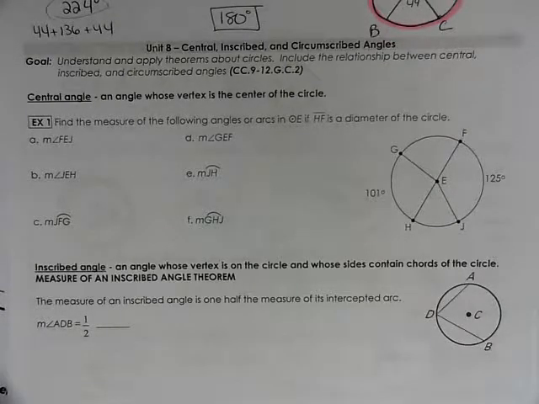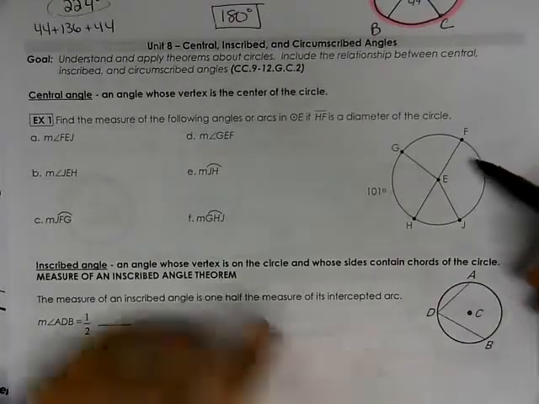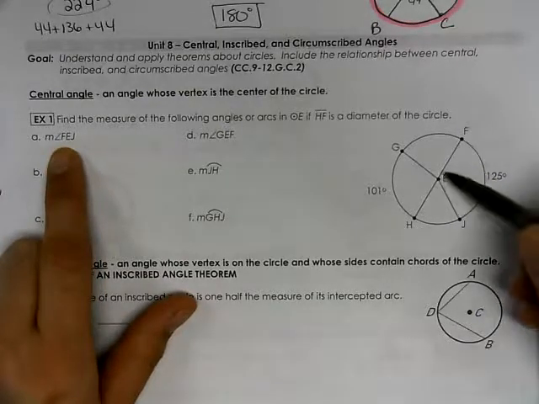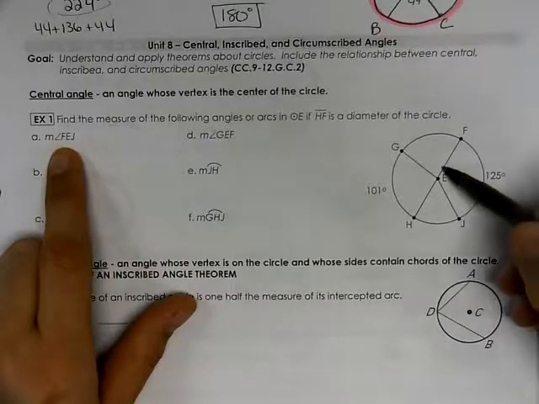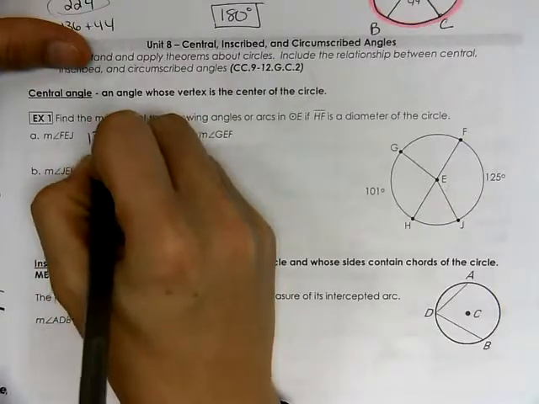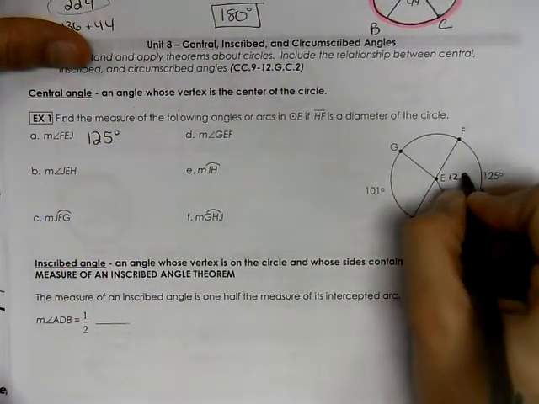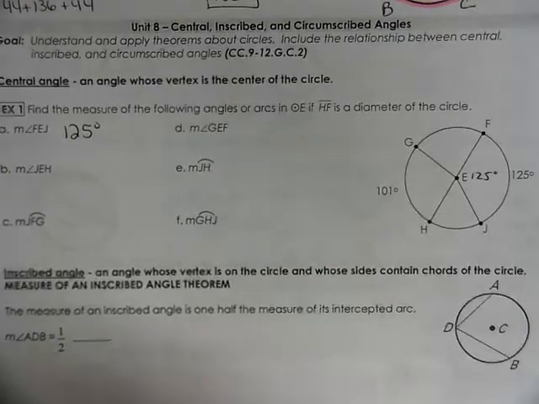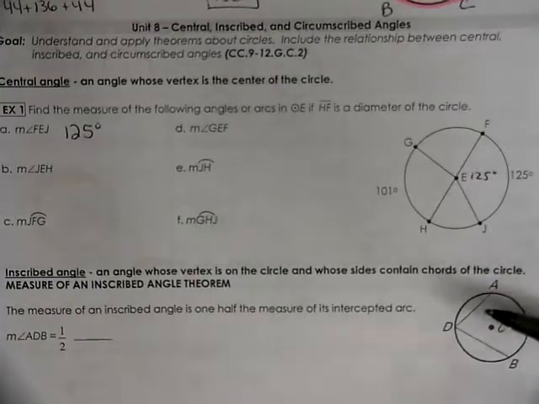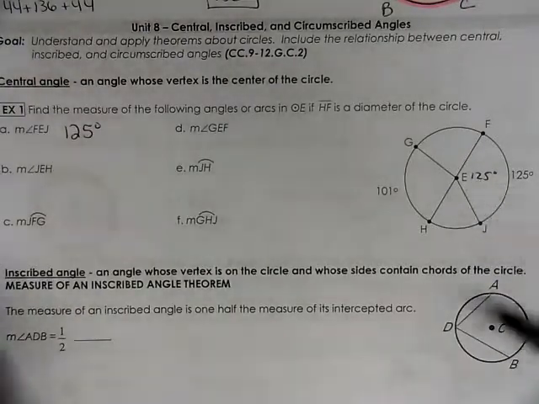So for example 1, let's find the measure of the following angles or arcs in circle E if HF is a diameter. So this is kind of a review. What's the measure of angle FEJ? This angle right here. 125? Remember, a central angle and the arc are always the same amount. So if the arc's 125 from F to J, the central angle is 125.